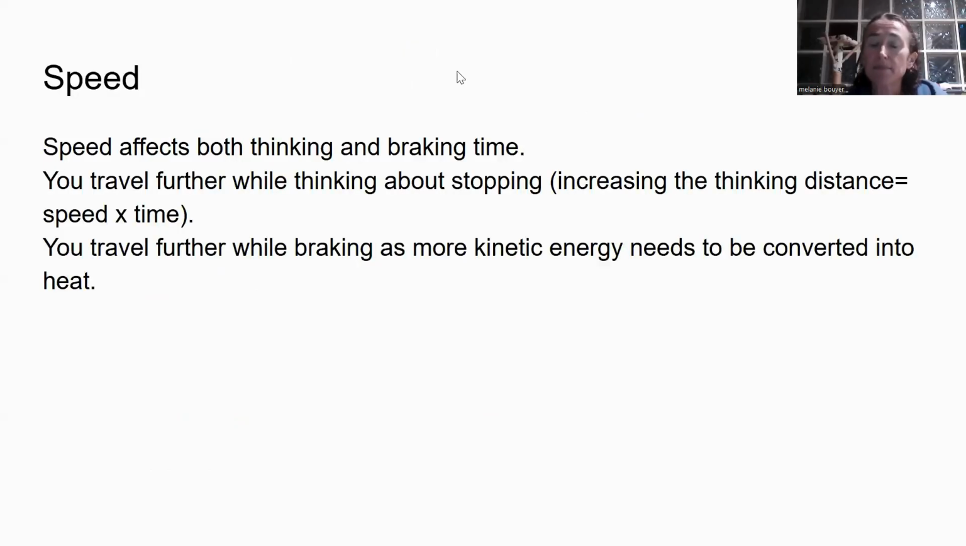Now, your speed affects both your thinking and braking time. The faster you go, the longer it's going to take for you to stop the car. So it is important to respect the speed limit, obviously, but also to make sure that you have enough space between you and the car in front of you, because you will still be traveling while you are trying to stop your car. And the distance you are traveling while you are trying to stop your car is significantly higher if you are driving faster than if you are driving slower.